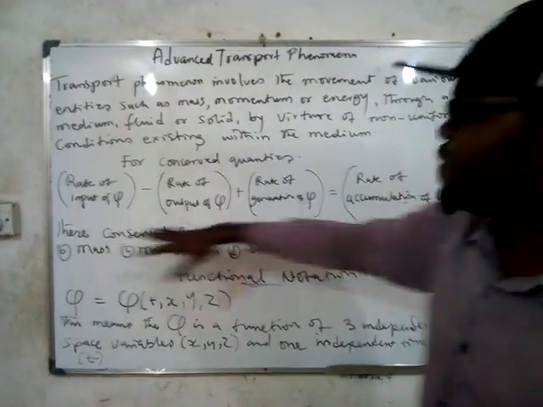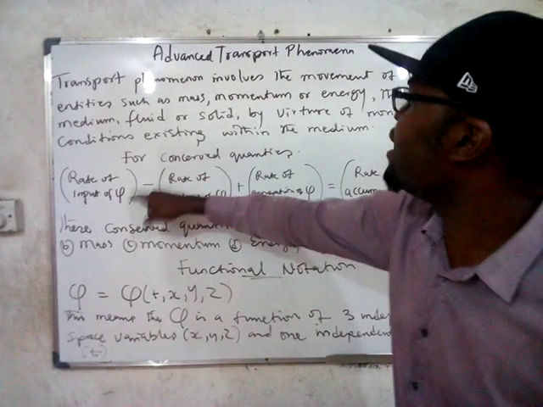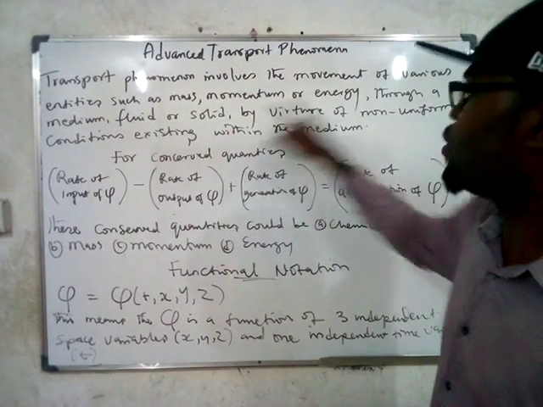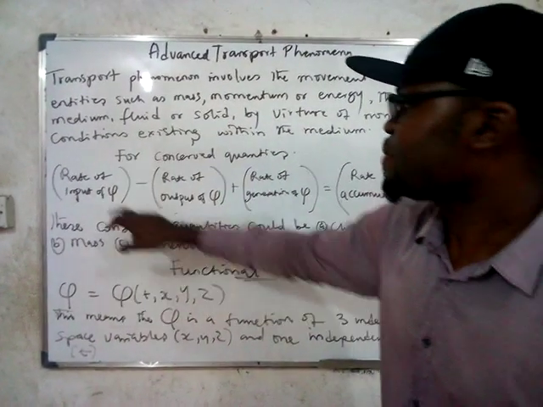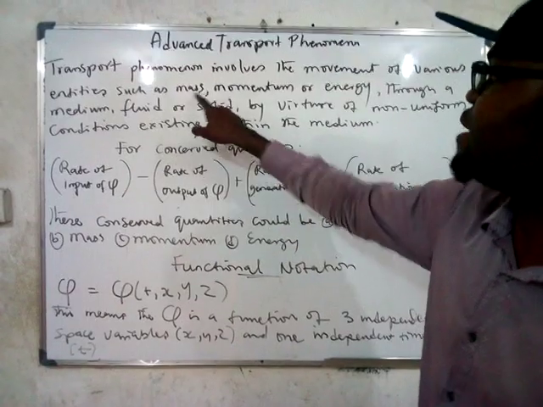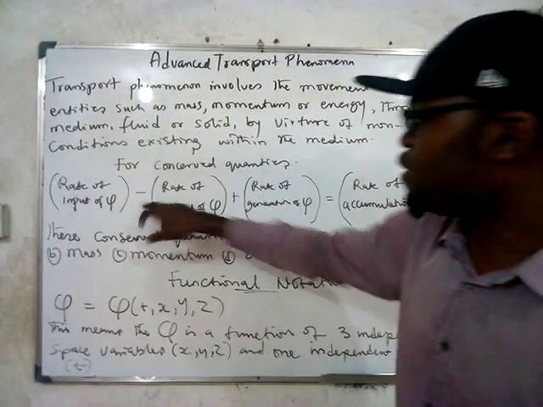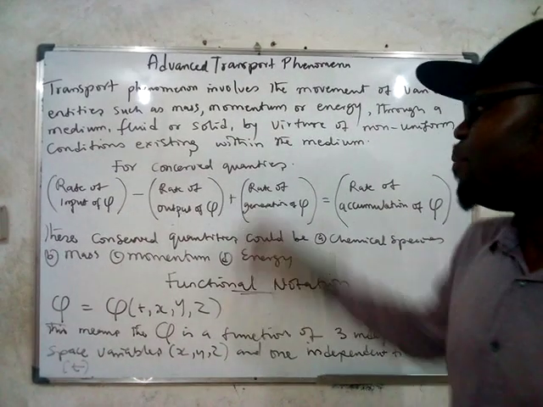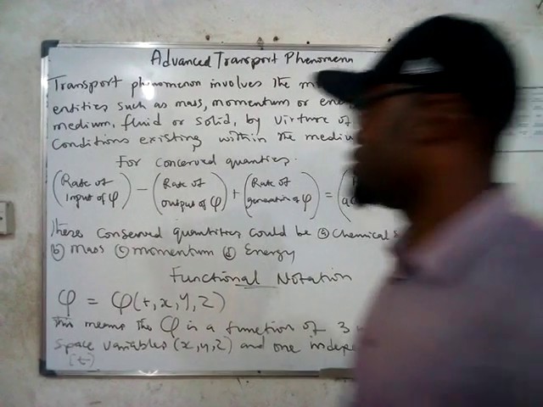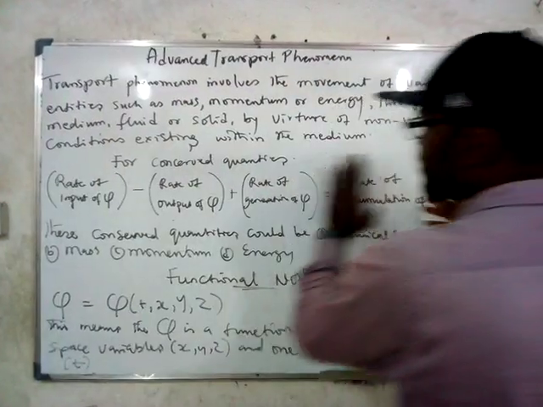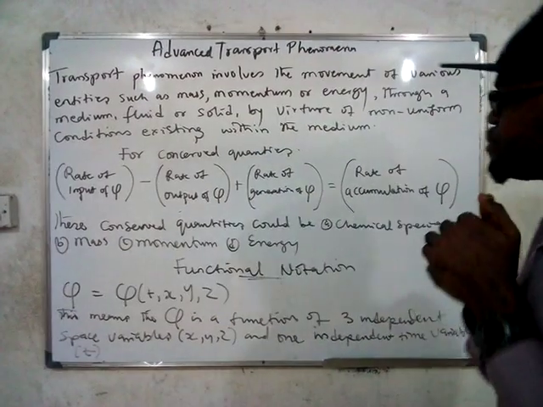And because they are conserved, you can write this rate equation. You can say that the rate of input of any of these quantities, whether it's mass, momentum, or energy, minus the rate of their output, plus the generation, is always equal to the rate of accumulation. This is very, very important. This equation holds for mass, momentum, or energy.